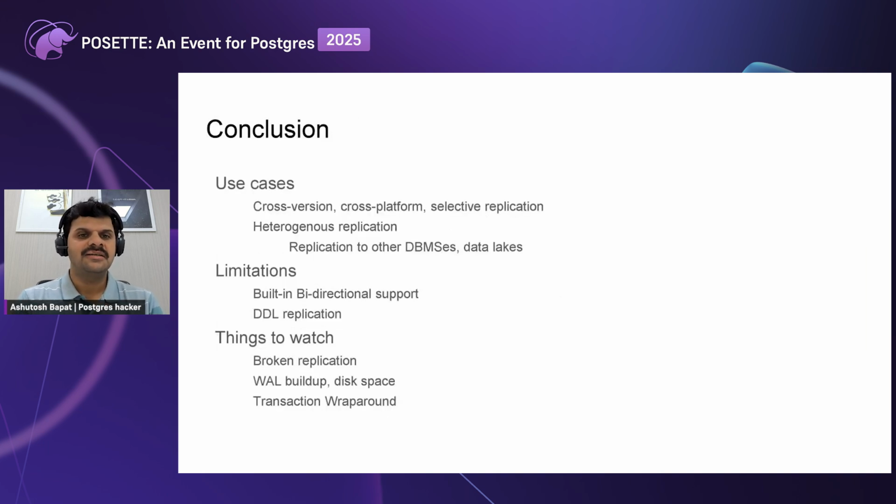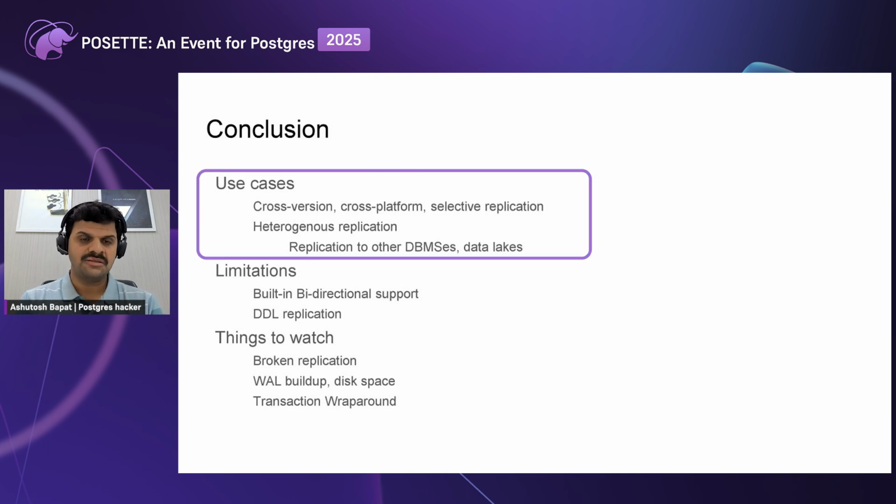Okay, with that, I would like to conclude with some remarks about logical replication. I want to emphasize that it's a very versatile feature. It can be used to replicate data across PostgreSQL versions, across multiple platforms where PostgreSQL is running. We can do selective replication in the sense that we can choose to replicate only a few tables, and even within those tables, only a few rows or a few columns. So there is a lot of selection possible in what data we replicate.